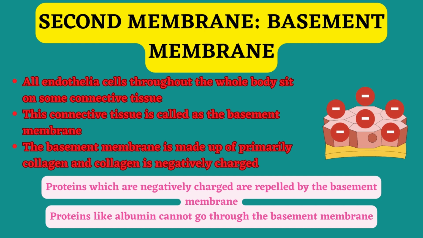Think of these basement membranes as something like a cushion for the epithelial cells. That being said, the basement membrane is made up primarily of collagen, and collagen is negatively charged. So, proteins which are negatively charged are repelled by the basement membrane as like charges repel one another. So, proteins like albumin cannot go through the basement membrane.